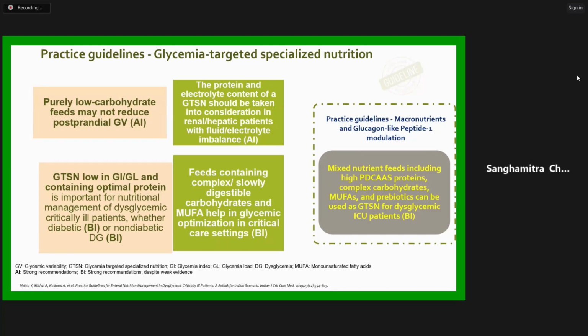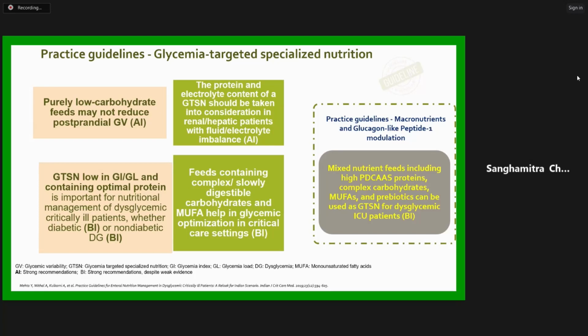The protein and electrolyte content of a GTSN should be taken into consideration if you are dealing with renal or hepatic patients, or those who have a fluid and electrolyte imbalance. For a fluid restricted diet or some other parameter in the target range, the protein and electrolyte content of a GTSN should be considered before giving it to the patient. Feeds containing complex and slowly digestible carbohydrates with a combination of MUFA really help in glycemic optimization in critical care settings. And getting MUFA through natural food is very difficult, so these formulas really come into help.